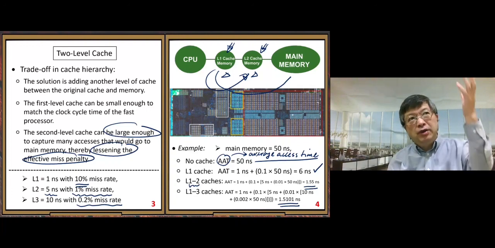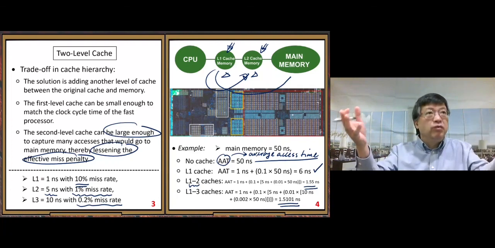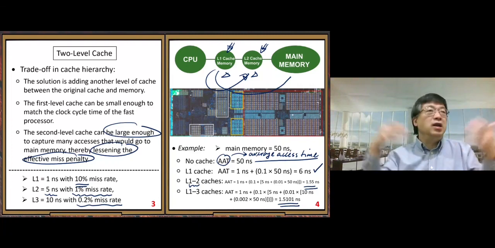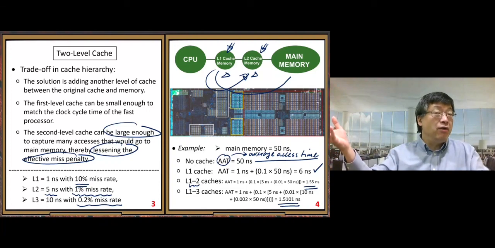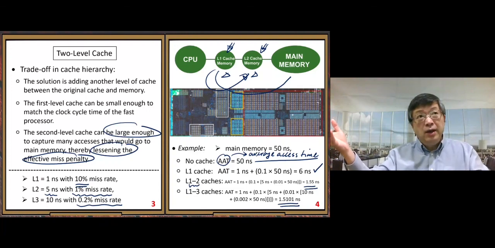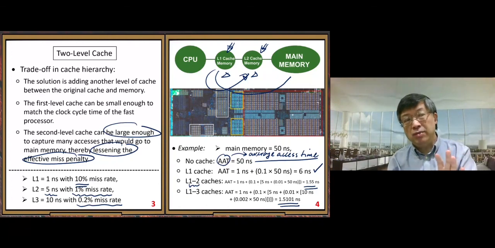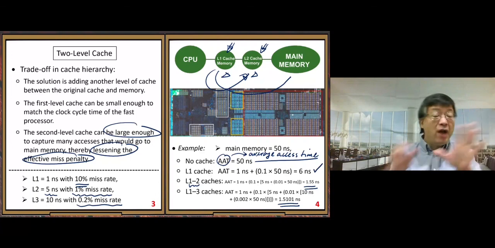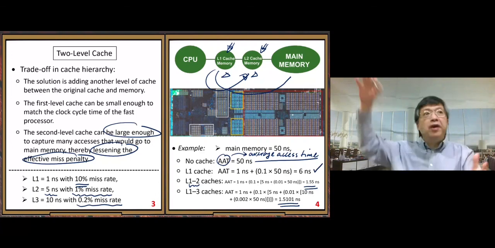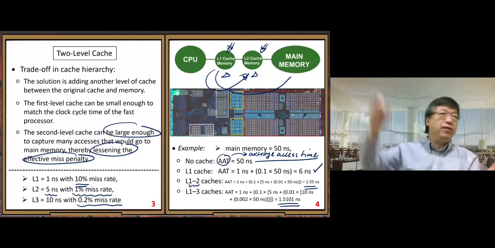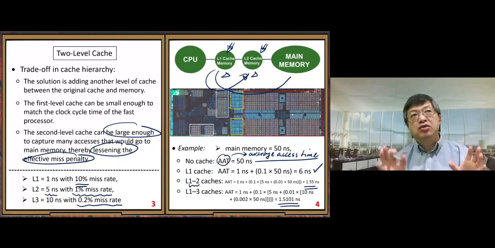After we put in two-level caches, we can reduce the gap pretty much, so we do not need to add an L3 cache. Even if you add an L3 cache, you cannot improve much for this example. But if you have an example where the gap is much bigger, the gap between main memory and the L1 cache, then you have a chance to reduce more using an L3 cache.